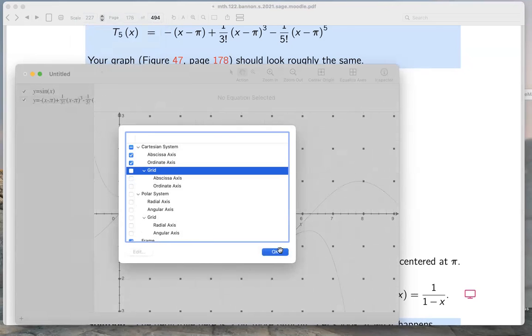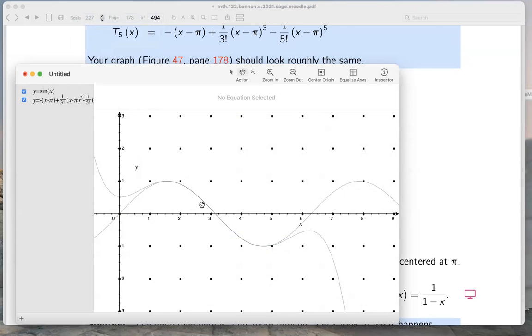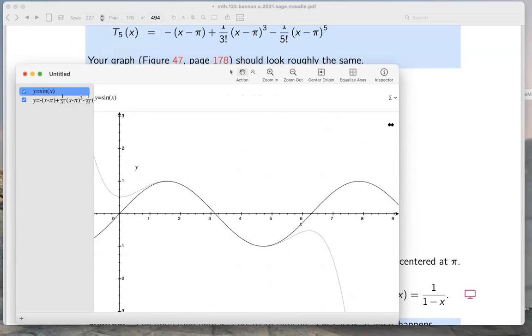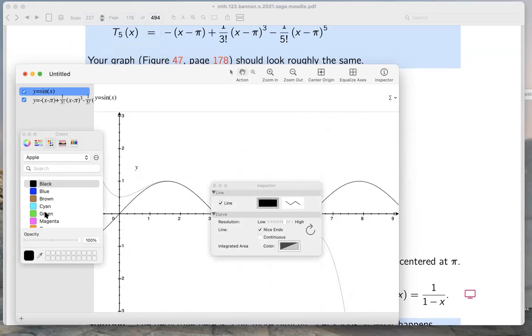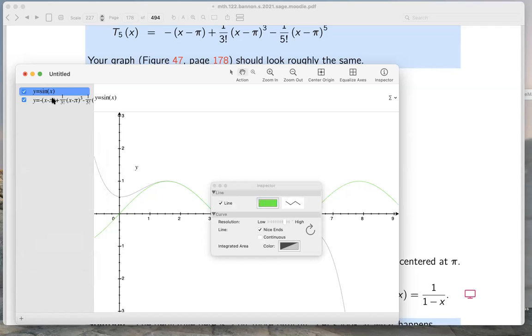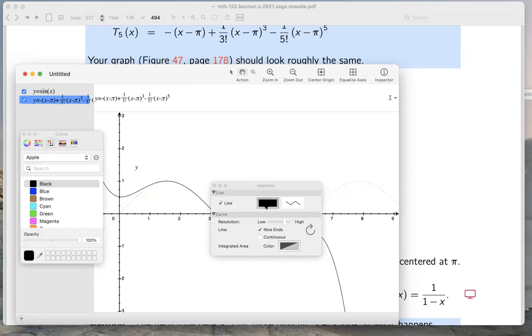All right. If you want to change the color of these curves, you can. And that's typical. And you can do that in Sage as well. I'll make this one green, for example, so I can differentiate the two. All right. So that's done. And if I want the other one, I want to make it red or something.